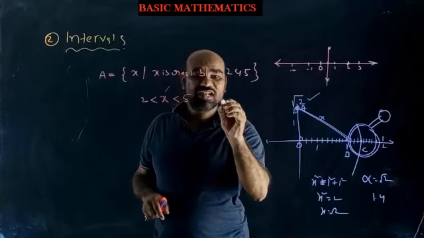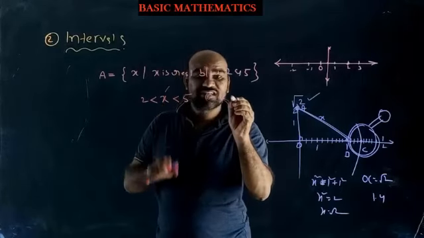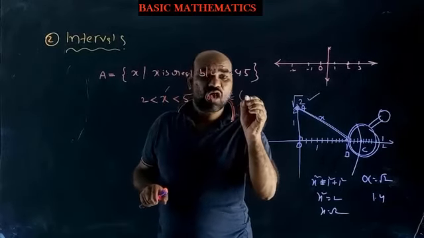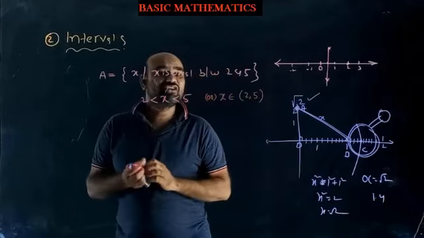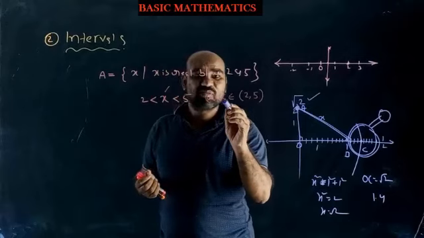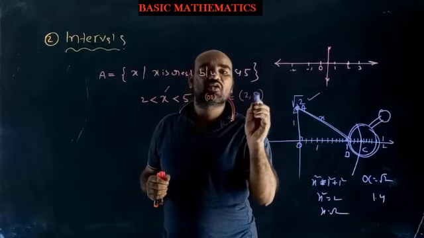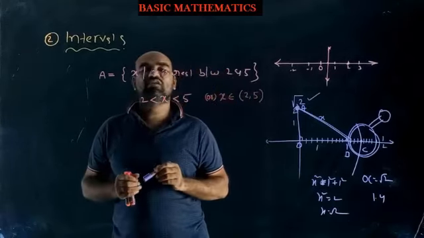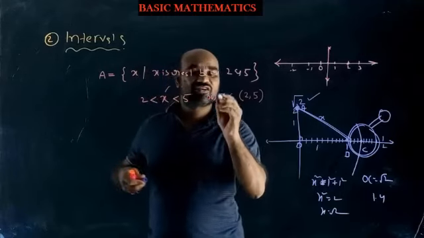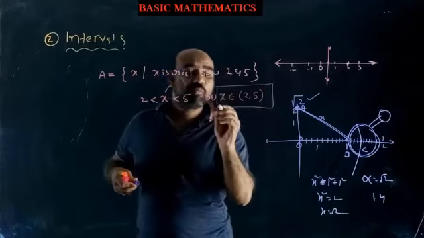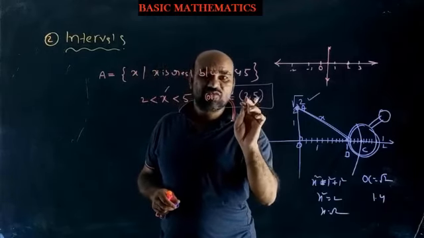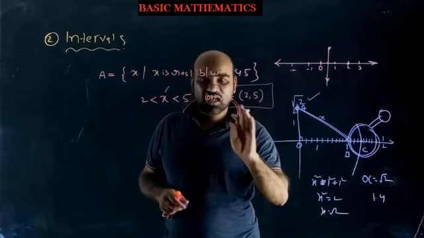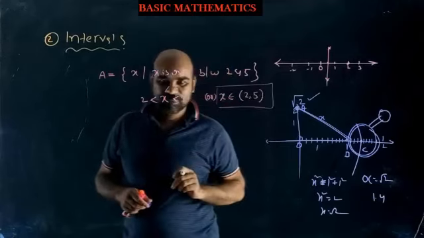Symbolically this can be written as x belongs to the ordered pair 2, 5. Or actually you need to read it as x belongs to the open interval 2, 5. The meaning of this notation, x belongs to open interval 2 comma 5, is that x is a real number that lies between 2 and 5, not equal to 2 or 5.